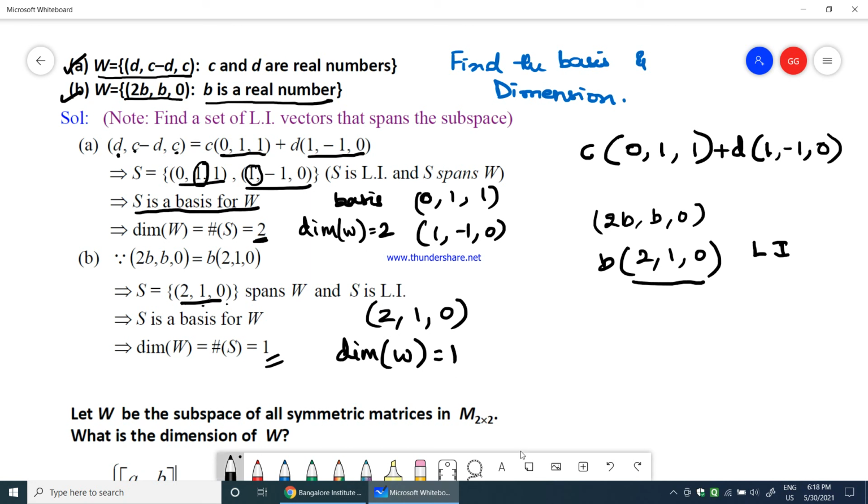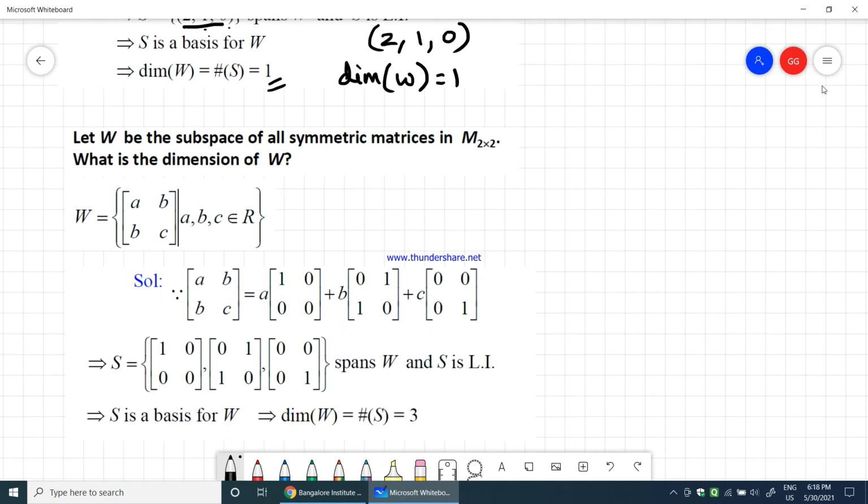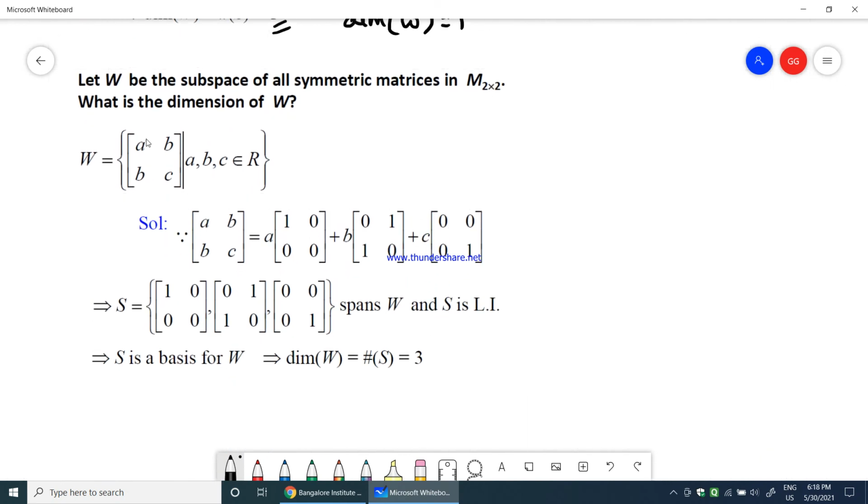Fine. So now let us go to the next problem. What is that? This says let W be the subspace of all symmetric matrices in M 2 cross 2. What is the dimension of W? Now W is given here. So we need to find out what the dimension is, and let us see what the basis is also for this. So W is given as A, B, B, C, right?